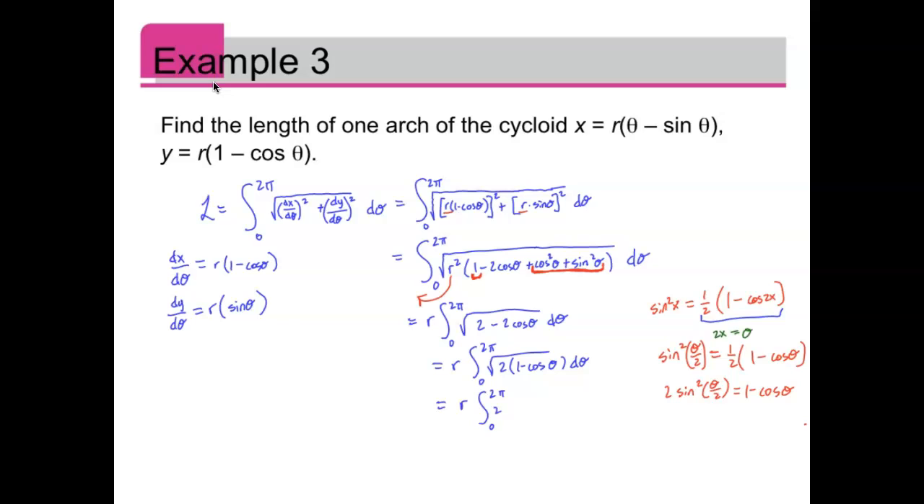From 0 to 2 pi, I'll have 2 times 2 sine squared of theta over 2 d theta, and I still have that r out front. Apologies, this is all under a square root, right? But that little identity made it easier for us to take the square root. So now this is going to be 2r times the integral from 0 to 2 pi of just sine of theta over 2 d theta.